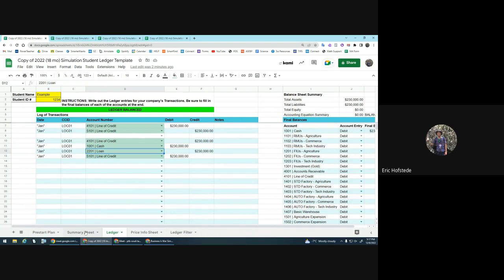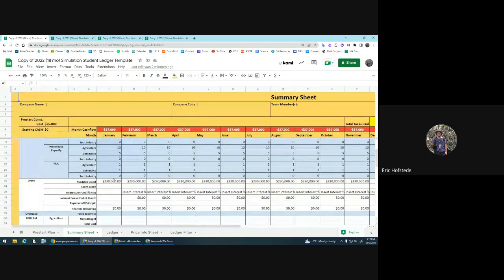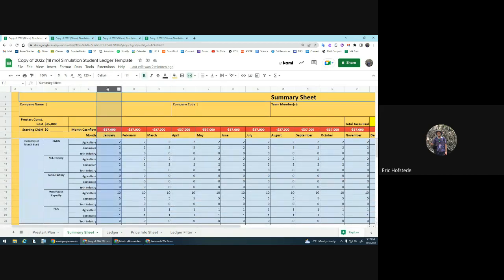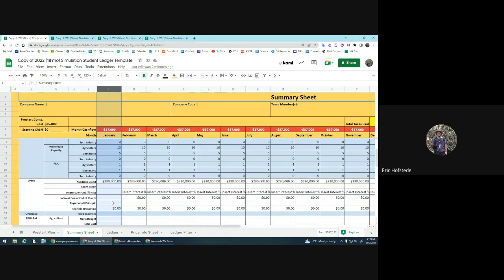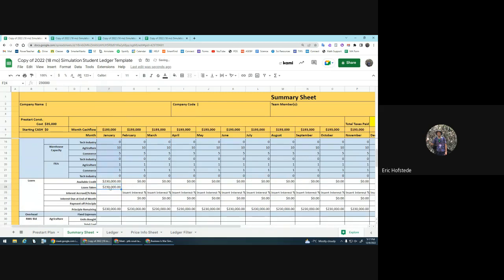All right, in our summary sheet, when we take out our loan, it'll tell us how much interest we owe. So in January, right, before I even started anything, took out my full $230,000 loan. And it's really important to put that into your summary sheet. All right, loans taken is $230,000. All right, also really important every month on the summary sheet is to enter your interest rate. And my first month's interest rate is 5%. And there we go. It automatically tells me how much interest I have due at the end of the month.